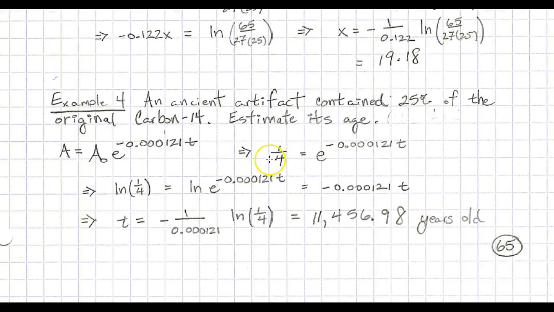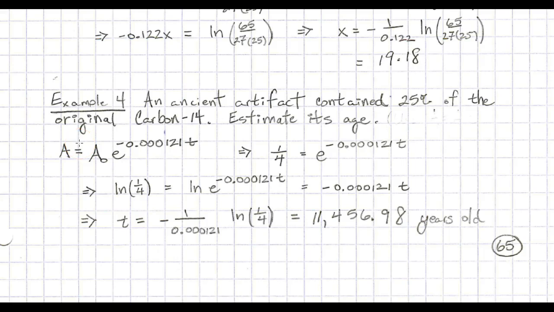And then as the last example here, let's say we have an ancient artifact which contained 25% of its original carbon-14, and we want to estimate its age. So this is called, again, carbon-14 dating. So about 25%. That means A divided by A naught, where A naught was its original amount, is 1/4, right? The amount that we have now divided by the original amount is 1/4 because that's 25%.